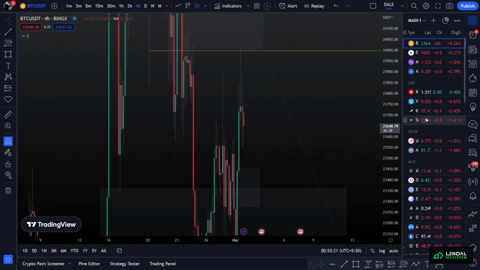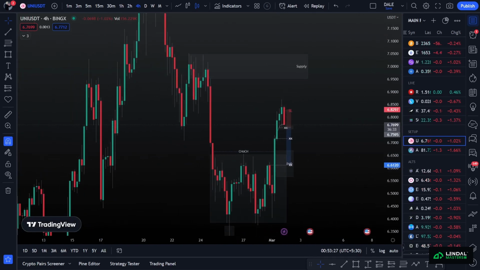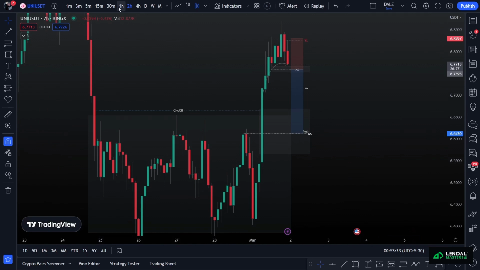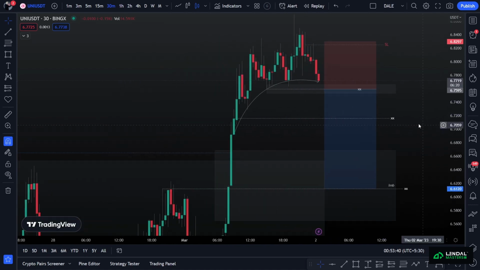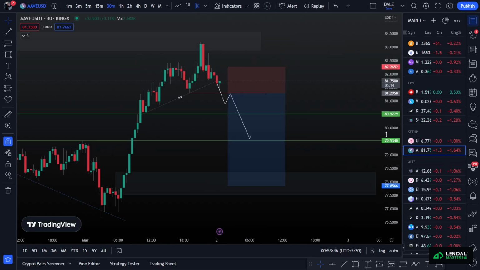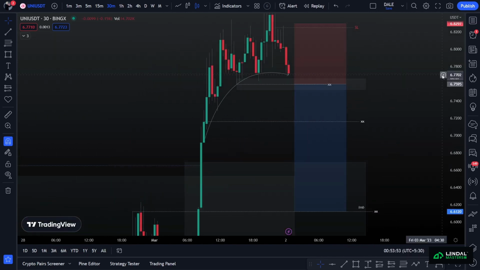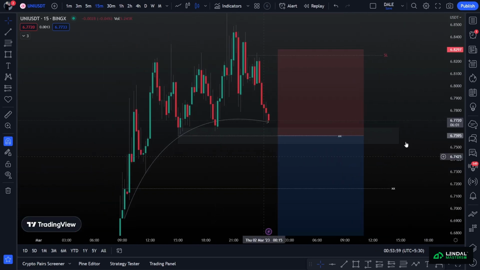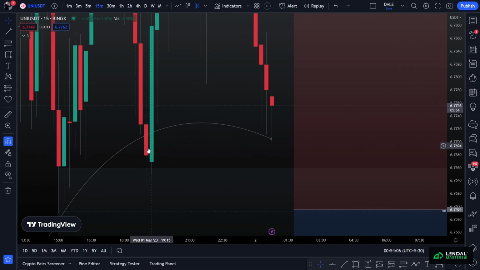Hmm. Let's check, what is our Uniswap doing? Seems like it's giving a breakdown. This one is likely to follow it later, but this one is fluctuating now. It's getting rejected on this one. If I zoom in, check this. It's getting rejected on this one.